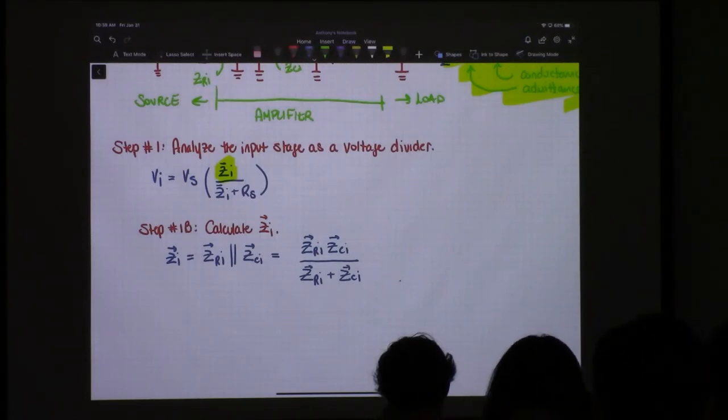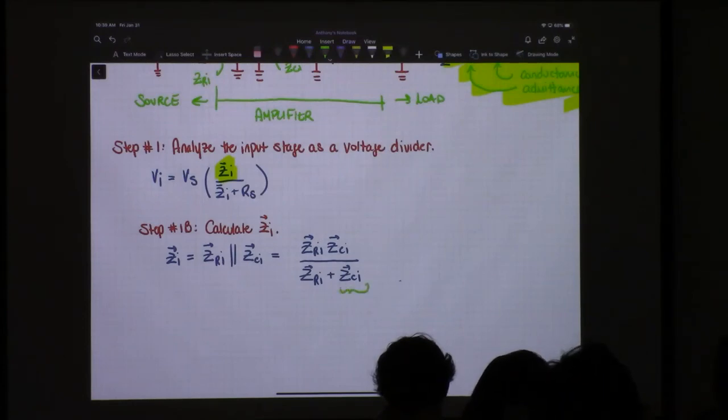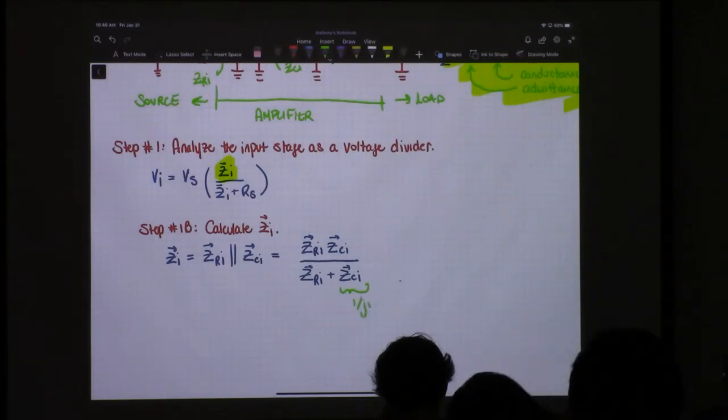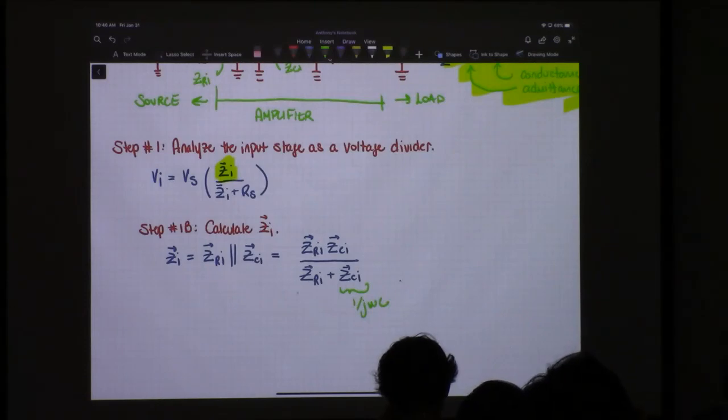Now, what is Zci? We talked about that a second ago. What is the impedance of a capacitor? 1 over j omega C. And this is just going to be R.